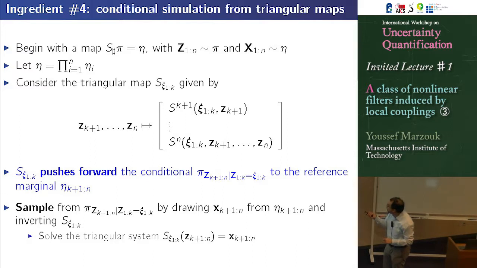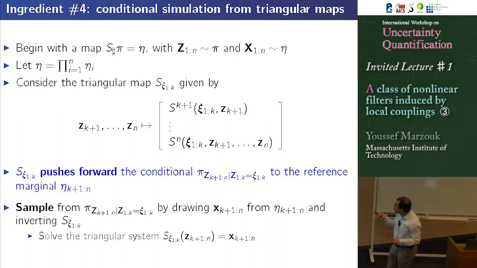Viewed as a function of the remaining z's, z_{k+1} through z_n, this is a triangular map right here. Essentially, because these are, think of these as constants, and now these are the active variables, z_{k+1} through z_n, so this is a triangular map in that. Now this map, this is a conditional map, pushes forward a particular conditional of pi to the reference marginal. So this map, by construction, actually pushes forward z_{k+1} through z_n, conditioned on the first k z's, to the reference marginal.